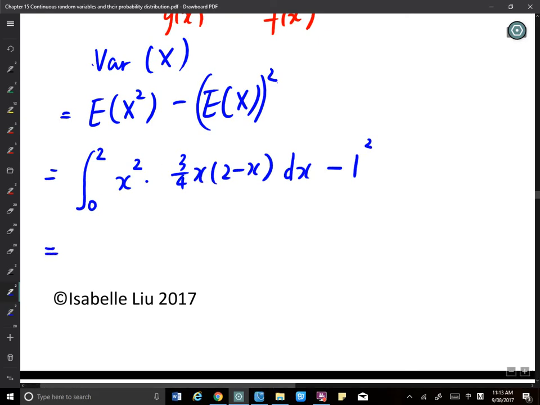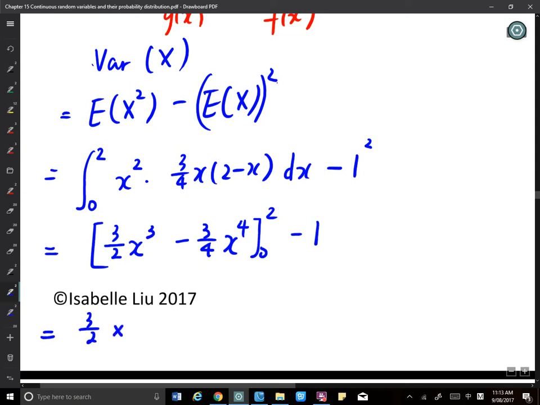So what I will have is 3 on 2 x to the power of 3 minus 3 on 4 x to the power of 4, from 0 to 2, minus 1. Wait, I haven't integrated yet. That's only the expansion, and I need to integrate that.